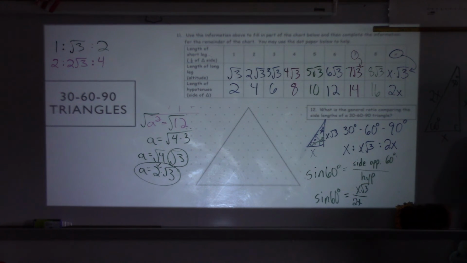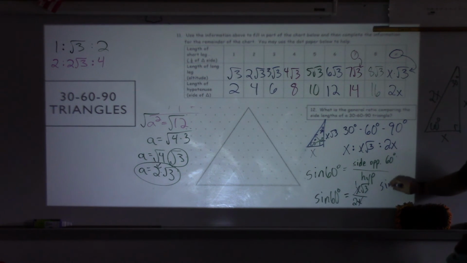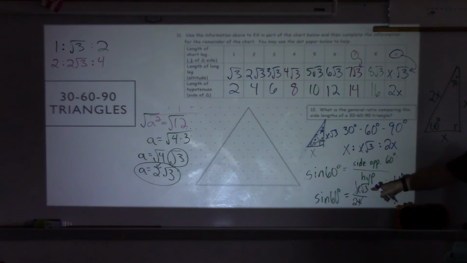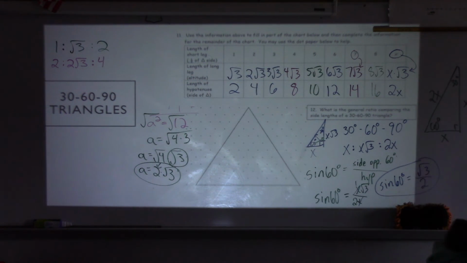We don't know what x divided by x is? 1. Anything divided by itself is 1. So I want you to notice the sine of 60 degrees is and always will be, what am I left with in the numerator? Square root of 3. What am I left with in the denominator? 2. So if you know this generalized ratio, you can always find the trig ratios for a 30, 60, 90.